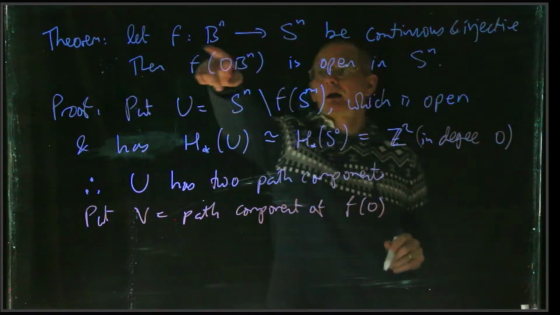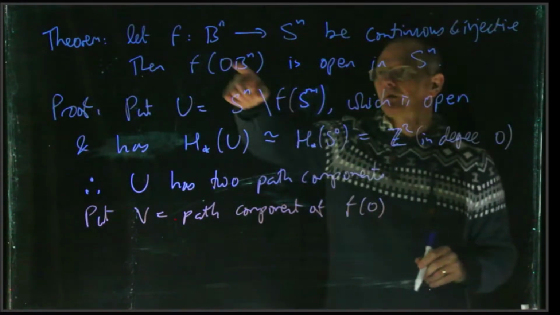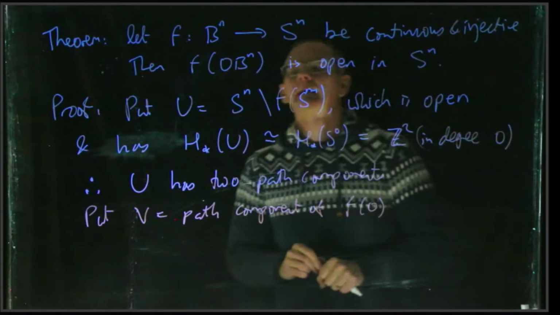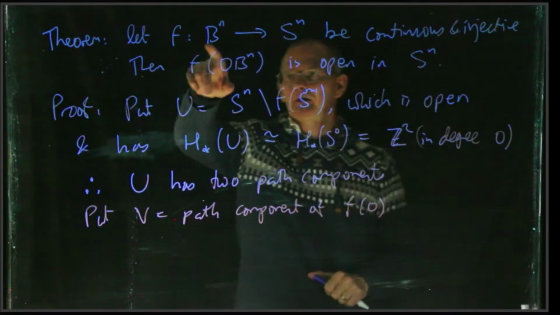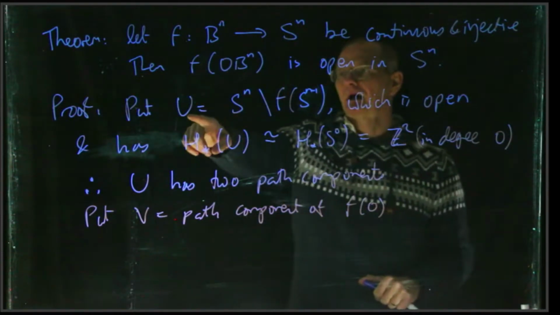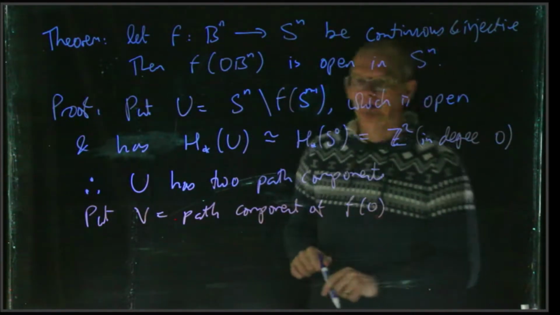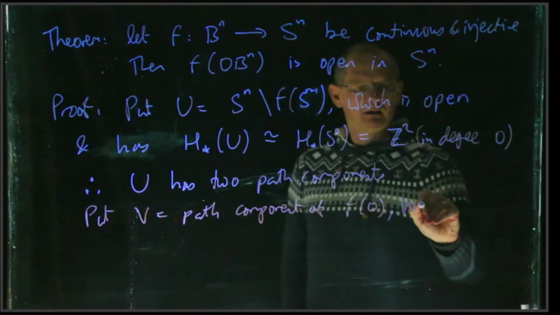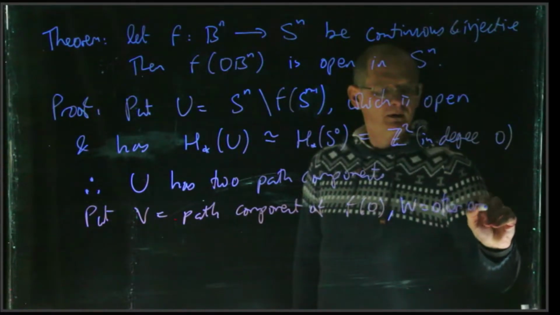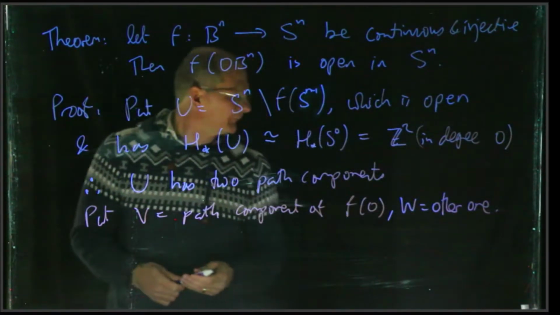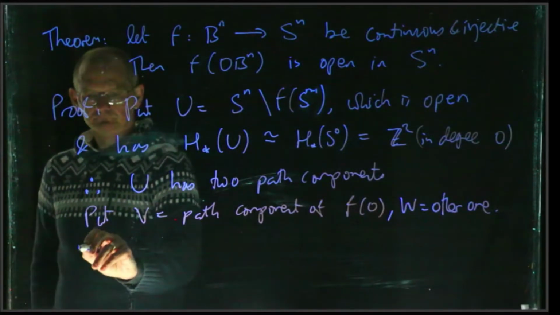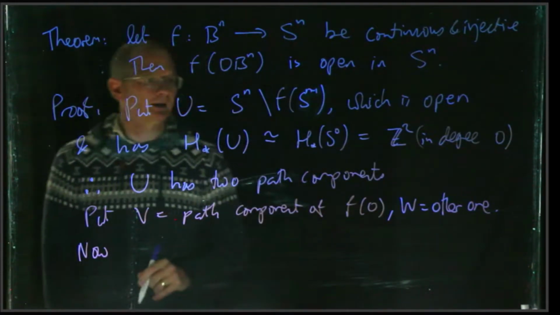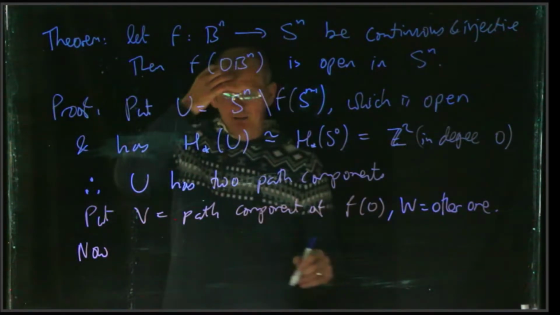Okay, remember f is a map from the whole ball. So in particular, you've got the zero vector inside this ball, which is not in the sphere. And f is injective, so that means f of 0 lies in the set U. We can take the path component of f of 0, and I'm going to call that V. W is going to be the other path component. And so U is the disjoint union of these open sets V and W.